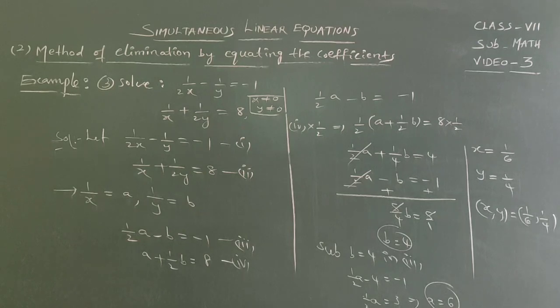For solving the given equations, we need to get the values of x and y. But we got the values of a and b. But we have one relation between a and b. That is 1 by x equal to a, x equal to 1 by a, 1 by y equal to b, y equal to 1 by b. Reciprocal relation. Here b is 4, meaning y is 1 by 4. a is 6, meaning x is 1 by 6. Here 1 by 6 and 1 by 4 is the solution for the given simultaneous linear equations.